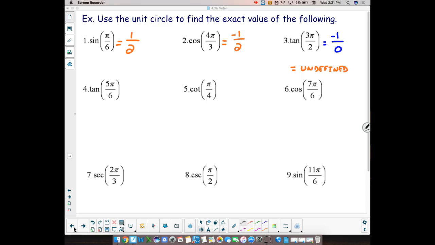Tangent of 5 pi over 6. So I go over to 5 pi over 6, and I say to myself, self, the tangent of 5 pi over 6 is y over x, and that's going to be 1/2 over negative square root 3 over 2. And then I say I got a fraction and a fraction and a fraction.